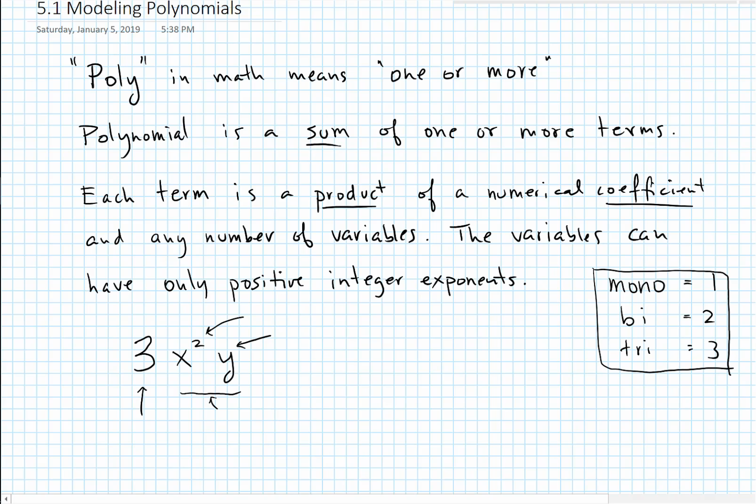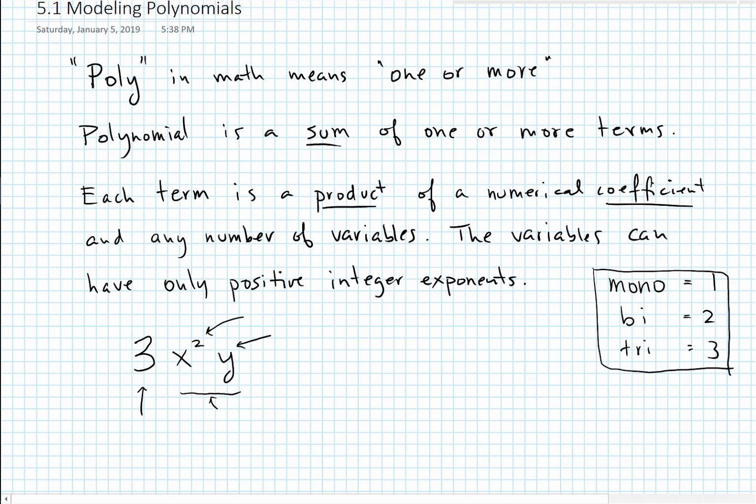Each term in the polynomial is a product, so multiplying, of a few things. A numerical coefficient, so basically just a number out front, we call that the coefficient, and any number of variables. The variables can have only positive integer exponents, and they don't have to have an exponent at all. So they cannot have a negative exponent, they cannot have a fractional exponent. And you haven't seen fractional exponents yet, but an exponent of half would correspond to taking the square root of a variable. You can't have anything like that.